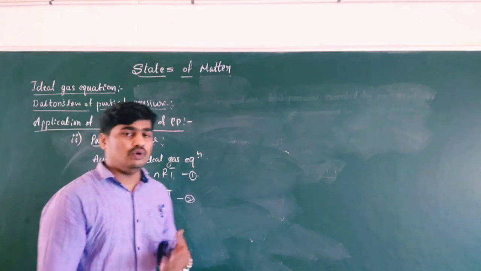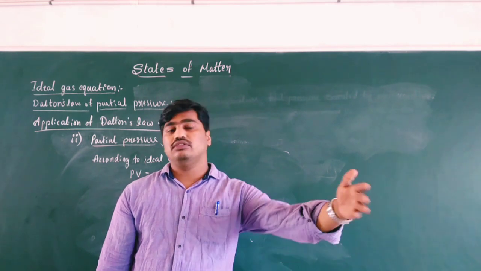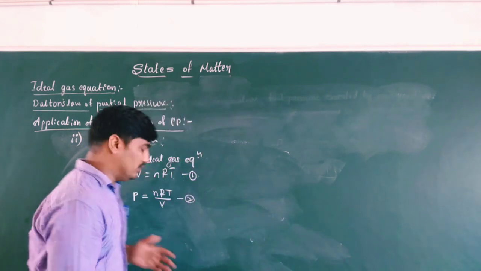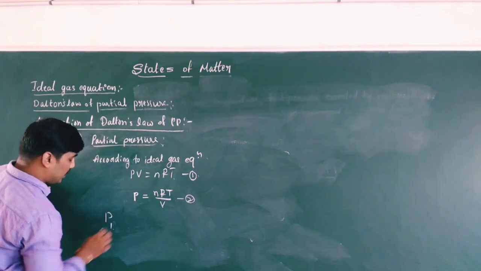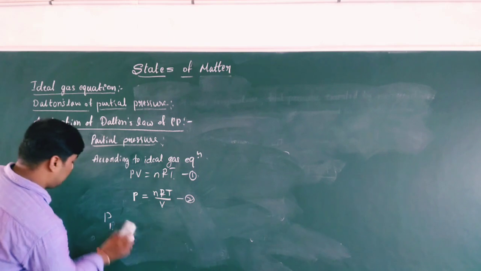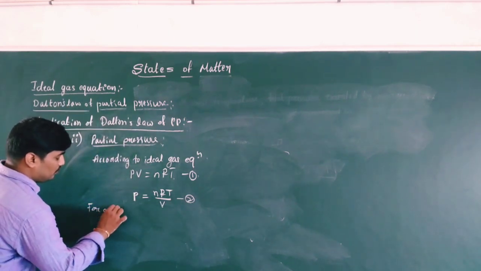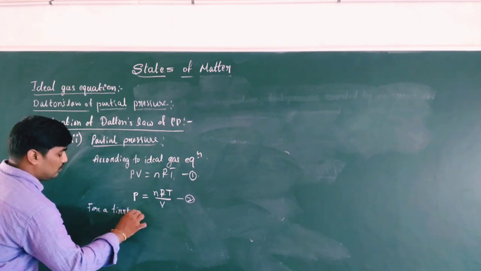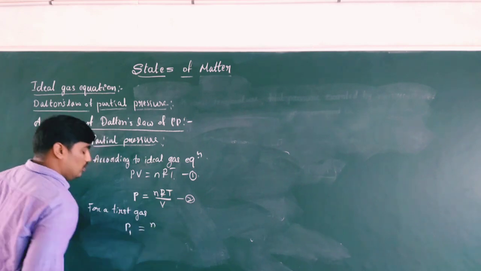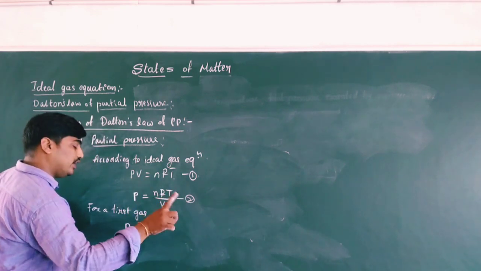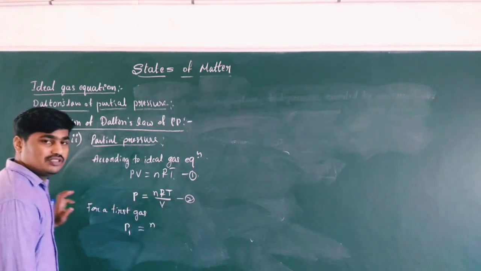Suppose we consider two or more non-reactive gases, then the pressure exerted by these non-reactive gases is, for a first gas, P1 is equal to... What are the things that remain the same? For a given condition, temperature and volume are both constant and only the amount of substance is different.